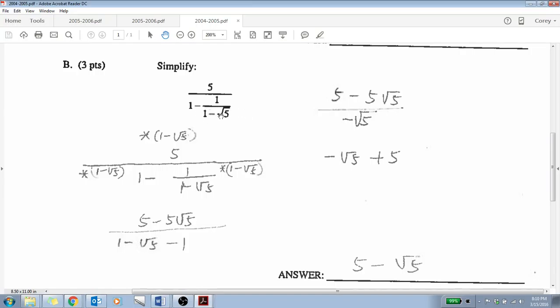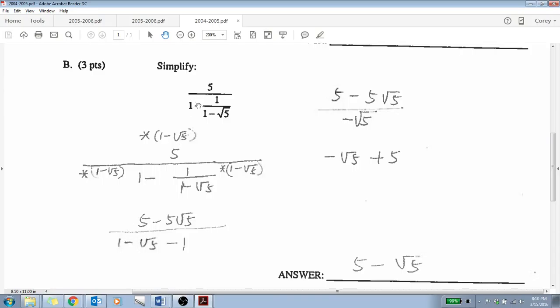So if I multiply everything by 1 minus square root of 5, the numerator and denominator, what I get for the numerator is going to be 5 minus 5 square root of 5. And then we multiply the denominator by that. The 1 right here times 1 minus square root of 5 will give you 1 minus square root of 5.